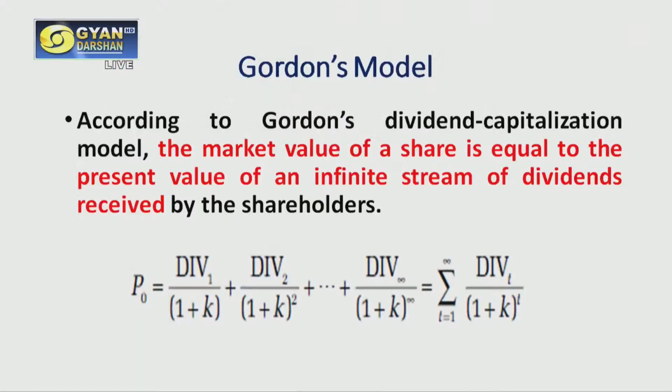So Gordon's model can also be summarized in the form of this equation. Just like in the previous case, we have a stream of constant dividends and the earnings. In this case, our model is dependent upon the market. This model says that the market value of share is equal to the present value of an infinite stream of dividends received. So present value of dividend received in the first time period plus present value of dividend received in the second time period, and so on up to infinity. When we add this, we get this formula for Gordon's model.